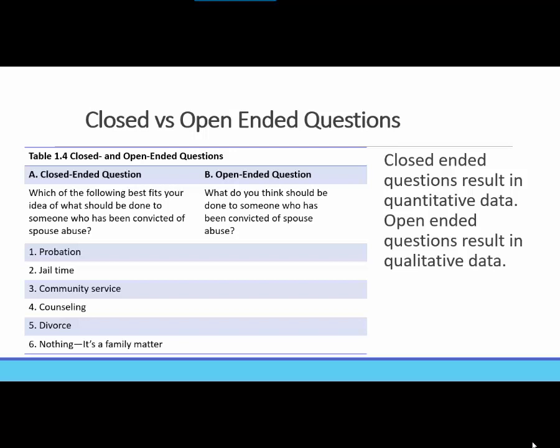So the open-ended question here would be, what do you think should be done to someone who has been convicted of spousal abuse? Although you can put open-ended questions on questionnaires, you got to think, how likely is someone to write out a very long, thoughtful response to an open-ended question, especially if you put multiple of them on a questionnaire. So open-ended questions are usually not as common on questionnaires.